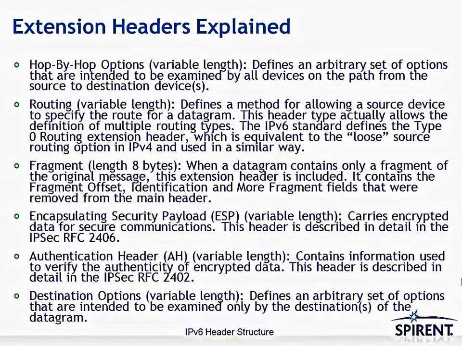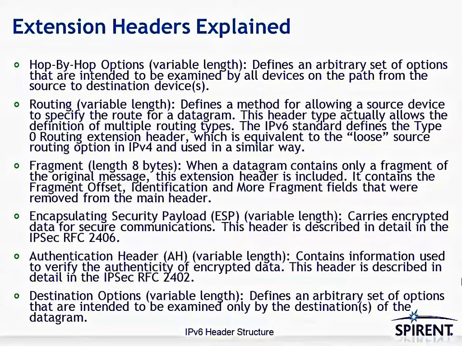So this slide is pretty wordy. It's just explaining some information about IPv6 extension headers, such as what hop-by-hop options are used for. It defines an arbitrary set of options that are intended to be examined by all devices in the path from the source to the destination, which are actually encoded in TLV format, so they can provide multiple functions, either current and/or in the future.